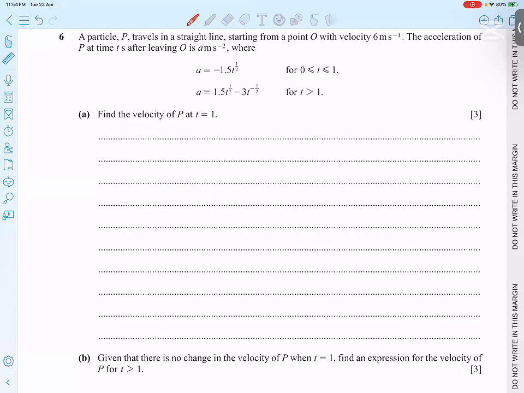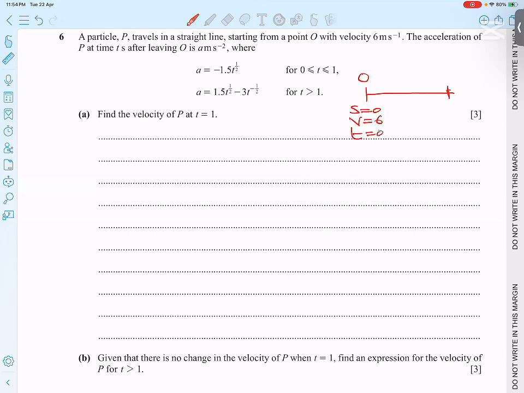Question number 6, students. P travels in a straight line starting from O with a velocity of 6. It means when the particle is traveling from O, the distance is naturally 0, velocity is 6, and time is naturally 0, because starting means when time is 0. Okay. And the acceleration is given by this formula.